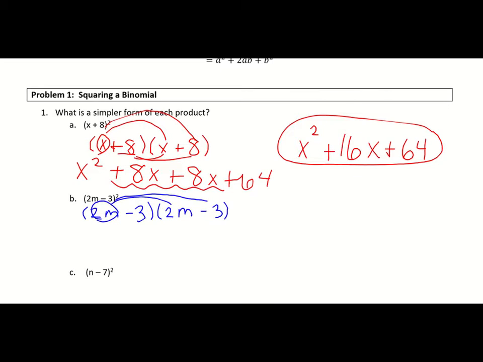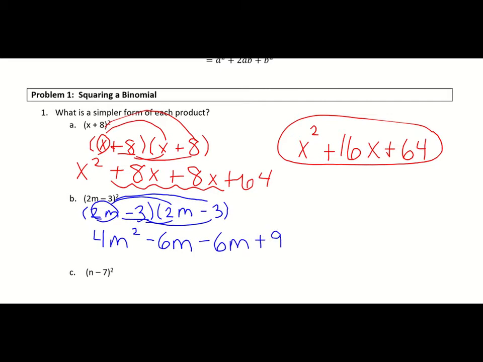So 2m times 2m would make 4m squared. 2m times negative 3 would make negative 6m. Distribute the negative 3 next. Negative 3 times 2m would be negative 6m. Negative 3 and negative 3 would be positive 9.